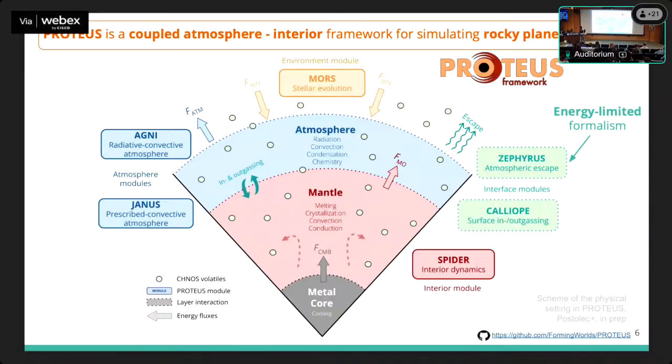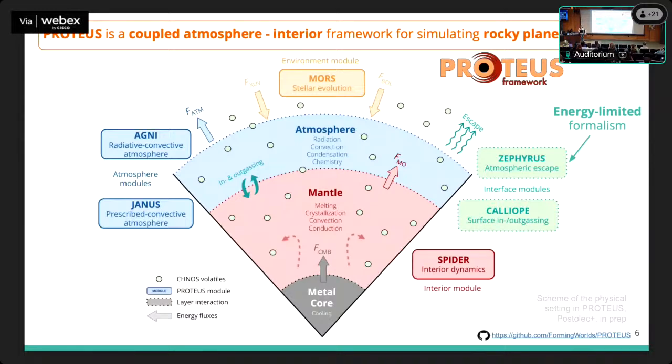Then we have some interaction between the atmosphere and the interior, which is done here at the surface with the different ingassing and outgassing of the volatile species that we have in the code. Then I use two different treatments of the atmosphere, one which is fully convective and another one which includes a convective shutdown. This allows for a radiative layer within the atmosphere. Then at the top of the atmosphere, there is atmospheric escape, and we have an energy-limited formalism for this now. And then stellar evolution for the evolution of the XUV flux to compute the escape. So this is how this works.